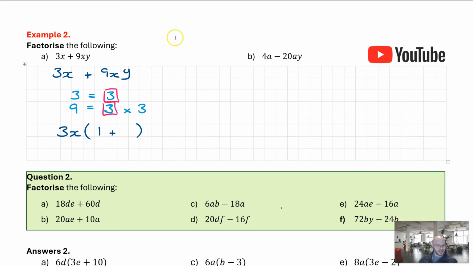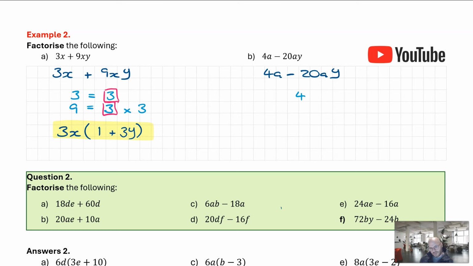Next I put down the plus. After which, I turn my attention to the 9. The remainder of here was just a 3. And we didn't do anything with the y, so the y is just going to go there. So the factorised form is 3x in brackets 1 plus 3y. Alright, moving along. 4a minus 20ay.